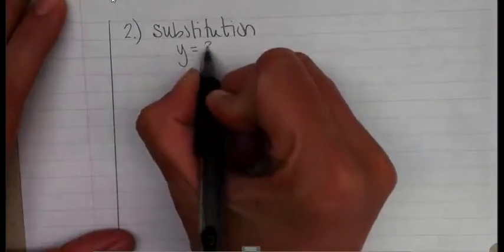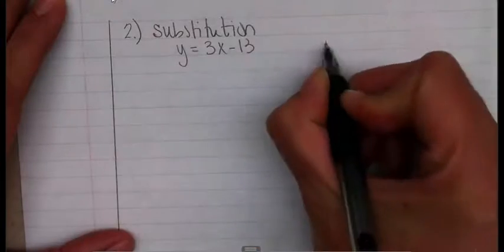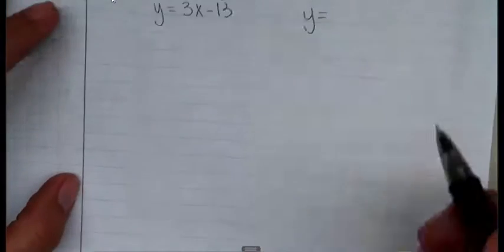Okay, so let's do that. So I've got y equals 3x minus 13, and y equals -x minus 5.